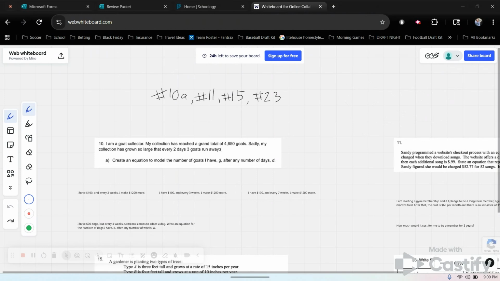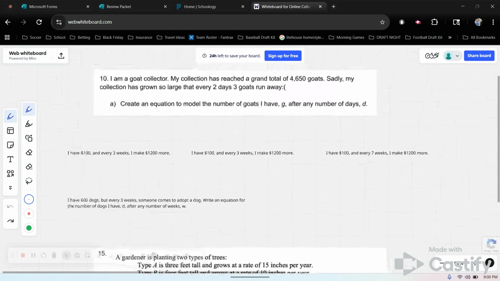Okay, without further ado, 10A, I am a goat collector. I think the part of this that was most complicated for people is the every 2 days, 3 goats run away, for a couple of reasons.